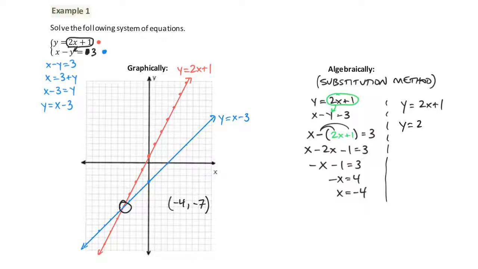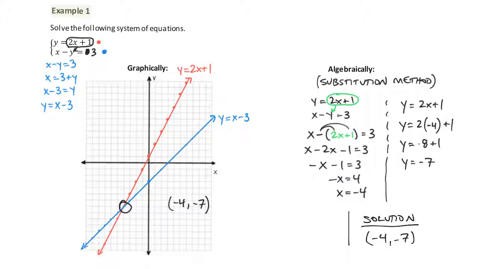So now I have y equals 2 times negative 4 plus 1. Substitute in, that's why it's called the substitution method. Y equals negative 8 plus 1. Y equals negative 7. Notice my y value matches my y value here as well. So now I'm done. My solution to this system of simultaneous equations is negative 4, negative 7, and that's that. We're going to work on this a little bit more in class and get a chance to practice, and that's it.